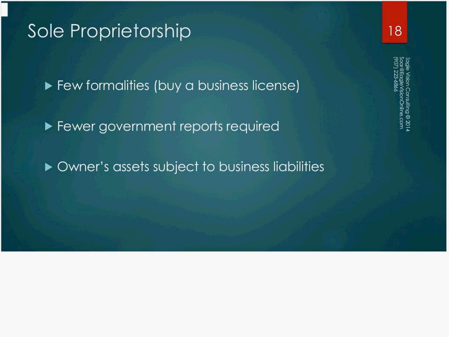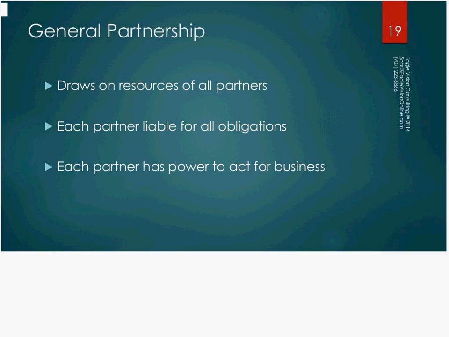So sole proprietorship basically has few formalities. All you do is pick up a business license and hang up your shingle, and make sure you have an EIN number, you're paying your taxes, and that you are doing that part of it. Fewer government reports are required, and the owner's assets are subject to business liability. So you and your business really aren't separated. That's a big thing with the sole proprietorship. But these start if you're just going to be working by yourself.